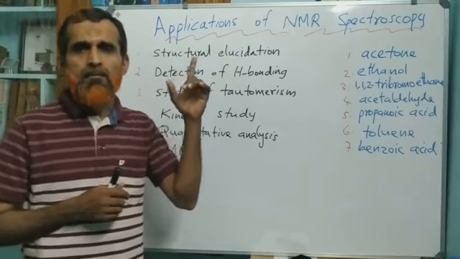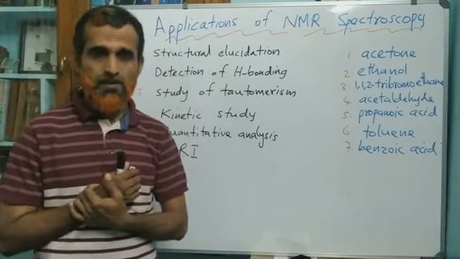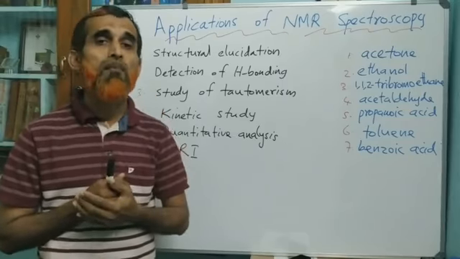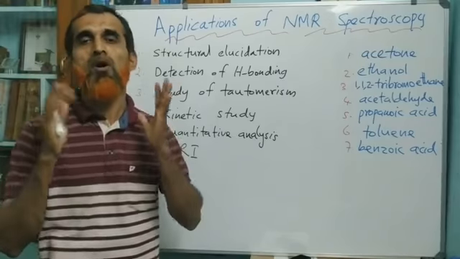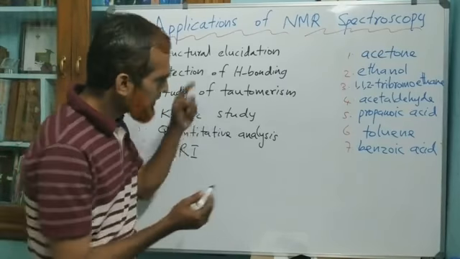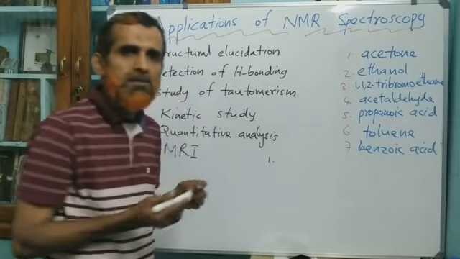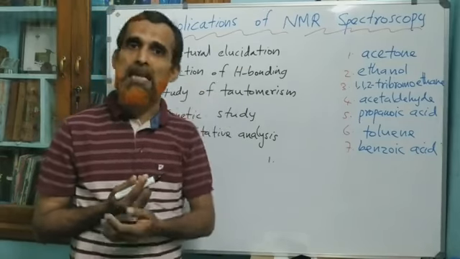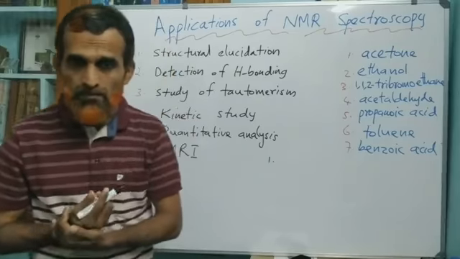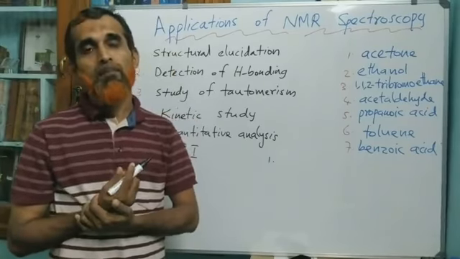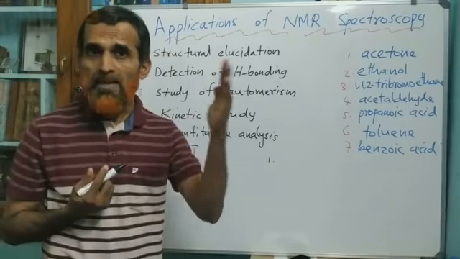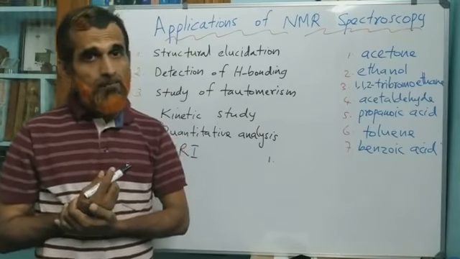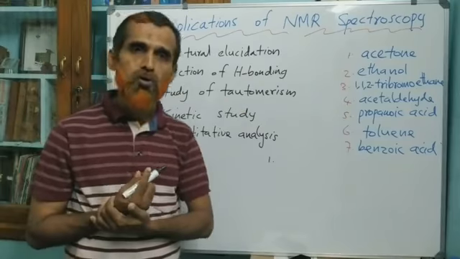In elucidating structure, we deduce four important pieces of information from the NMR spectrum of a molecule. One is the number of NMR signals in the spectrum, which tells you the number of different types of protons present in the compound. That means different, chemically non-equivalent protons in the compound.